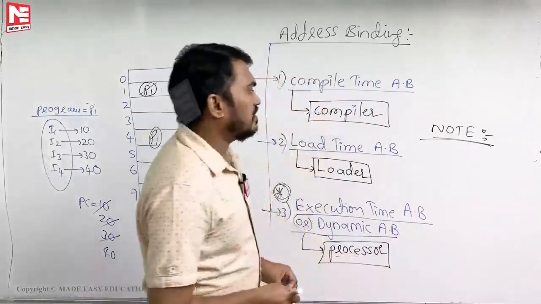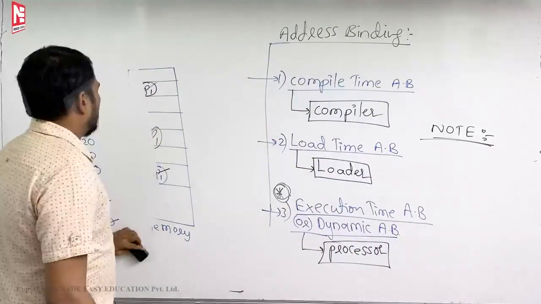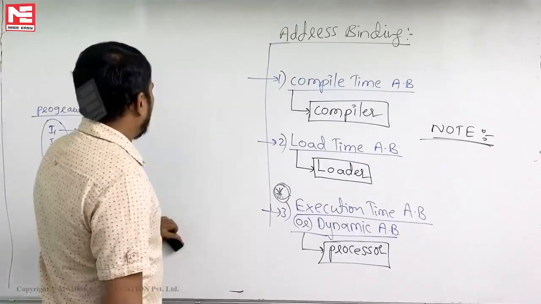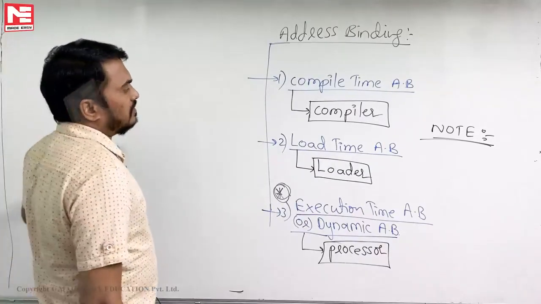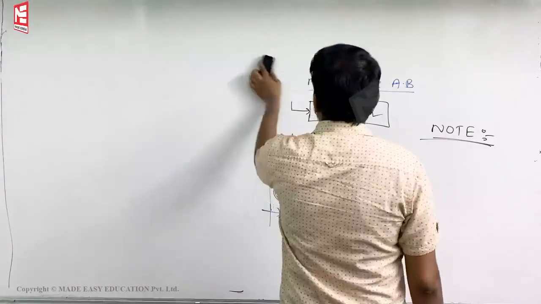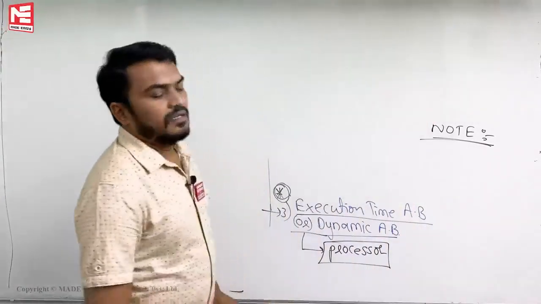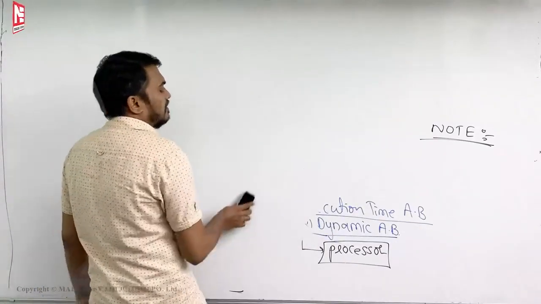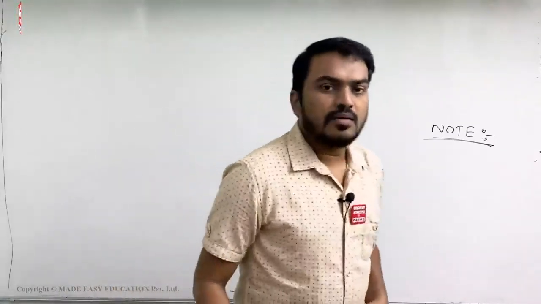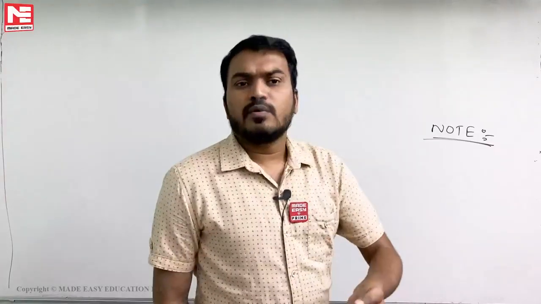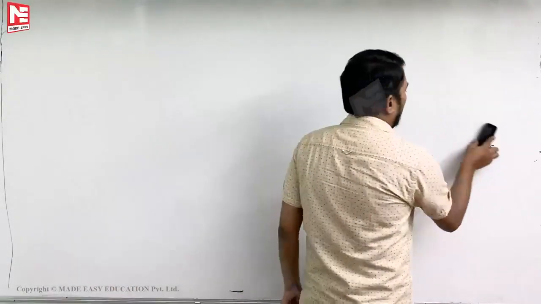Note down this statement: majority of the operating systems practically implement dynamic loading, dynamic linking and dynamic address binding. You can take examples of all our popular operating systems, like Windows, Unix, Linux. In all of them we use dynamic only.